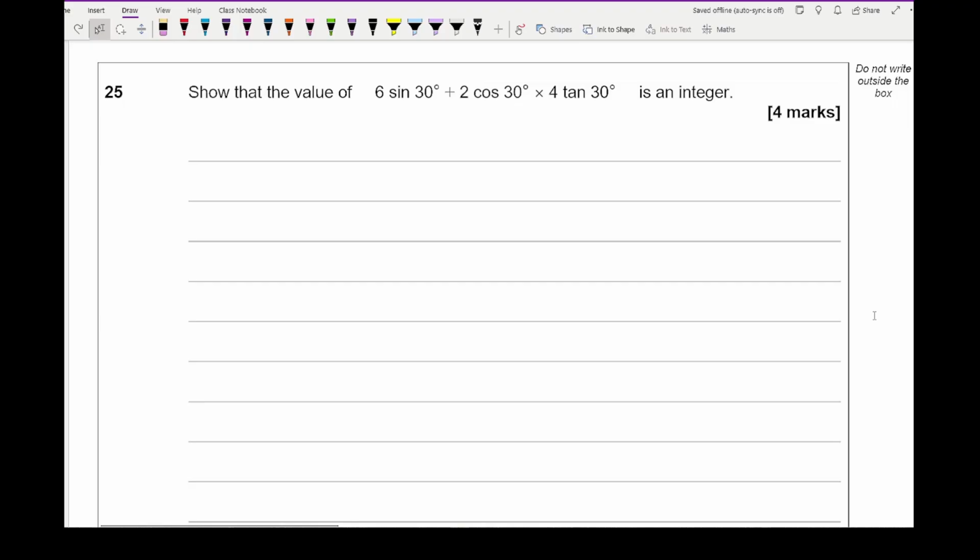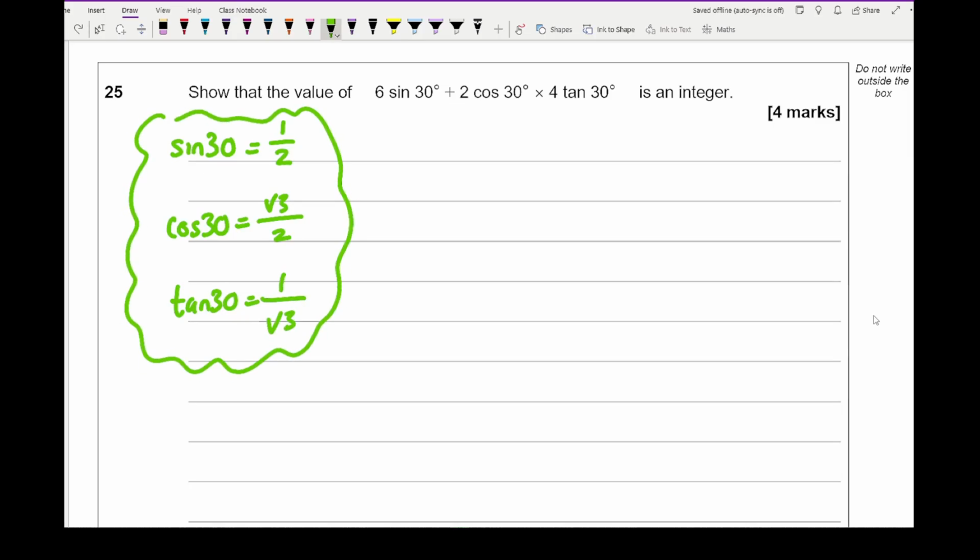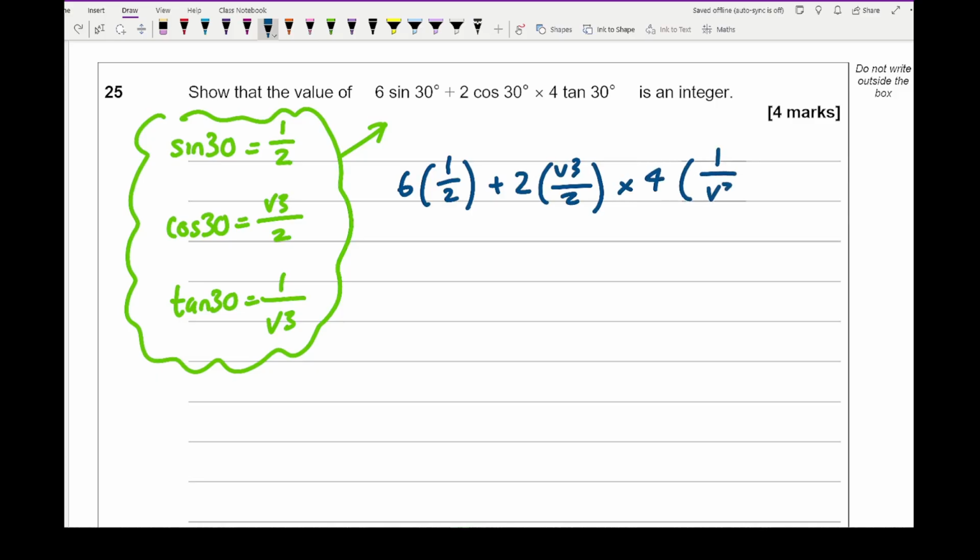Moving on to our very last question, it says show that the value of 6 sine 30 plus 2 cos 30 times 4 tan 30 is an integer. Well, for this we need to use the exact values of trig, in which sine 30 is a half, cos 30 is root 3 over 2, and tan 30 is 1 over root 3. So if I substitute each of these into the expression, what do I end up with? Well, I end up with 6 lots of a half plus 2 lots of root 3 over 2 multiplied by 4 lots of 1 over root 3.